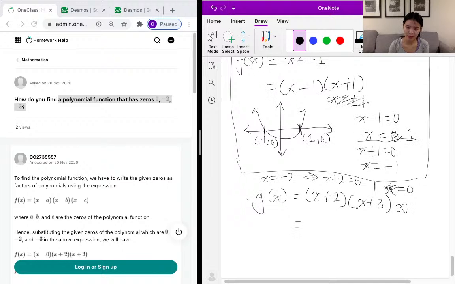We have x plus 2 times x plus 3 times x. And this is our answer form. So we can just leave it like this. But we could also simplify our function even further. So let's just do that.